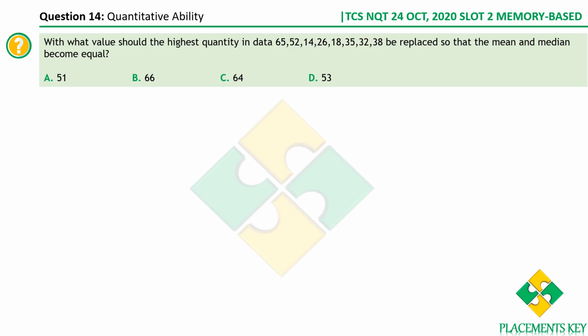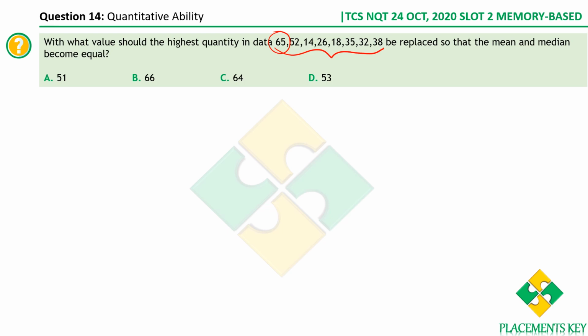I'll be continuing from question number 14. With what value should the highest quantity in the data be replaced so that the mean and median become equal? What is the highest quantity among all? That is 65. 65 should be replaced with what value so that the mean and median become equal?